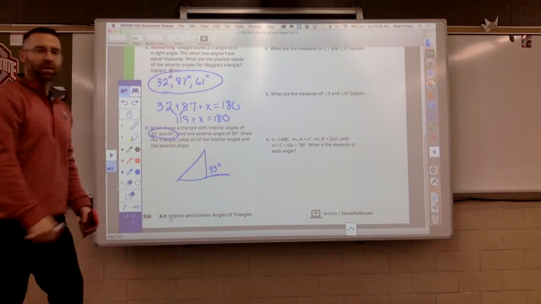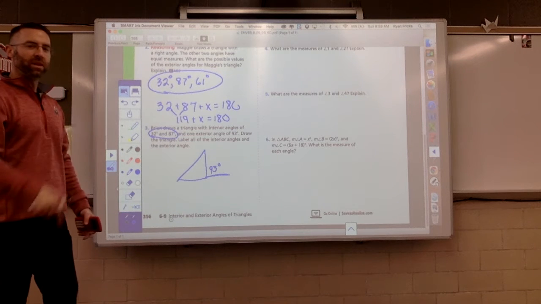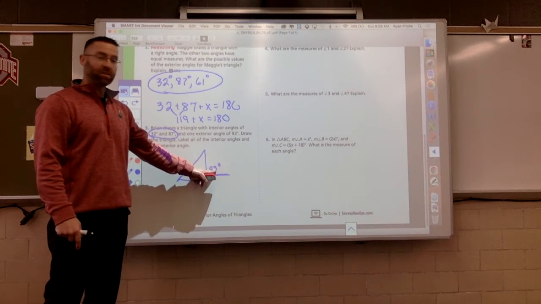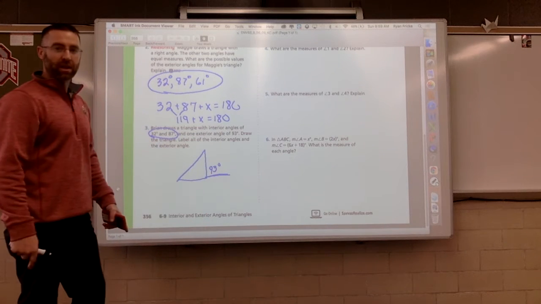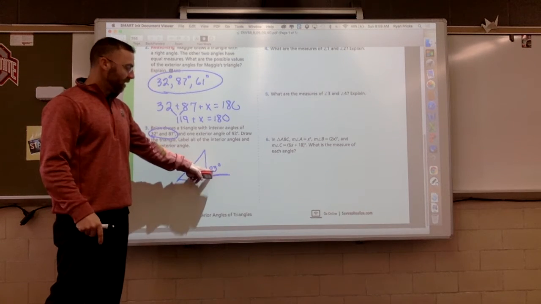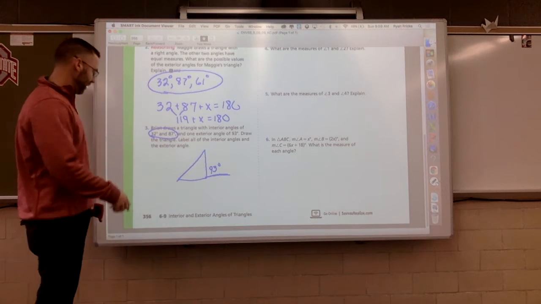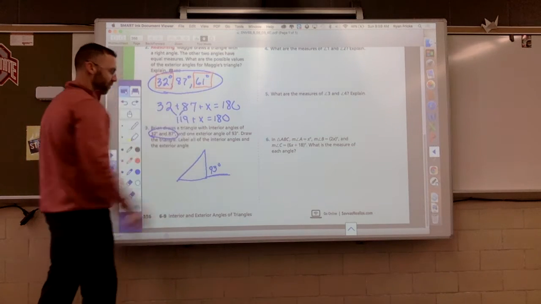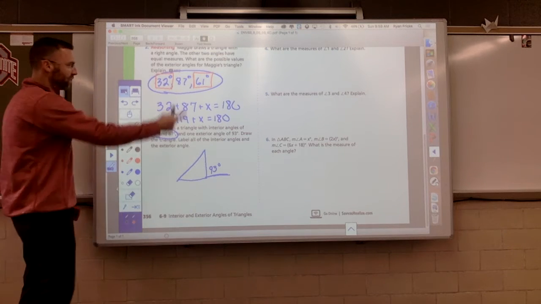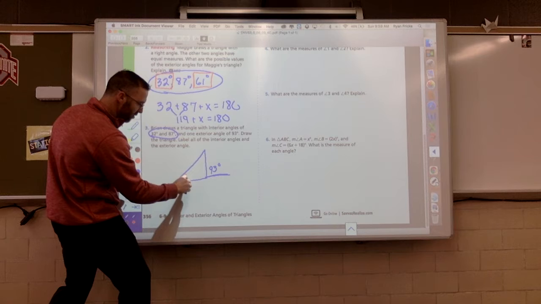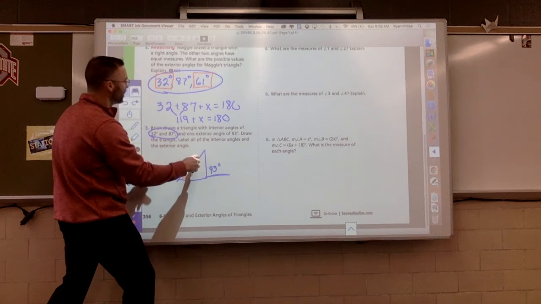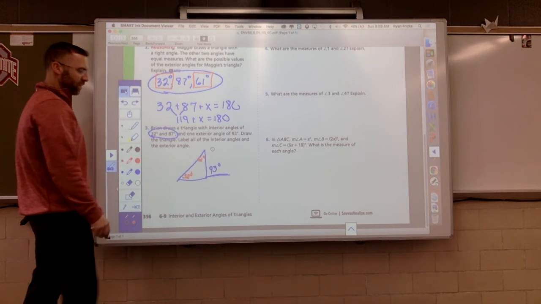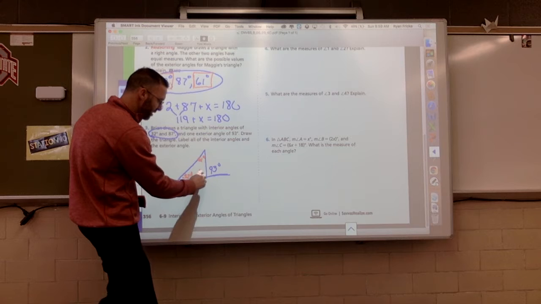Now, what do we know? We know the two remote interior angles add up to equal the one exterior angle. Which two add together to equal 93? Well, I bet you 32 plus 61 equals 93. So those are going to be our two remote angles. Here's going to go 32 degrees. It doesn't matter which one. This is going to be 61 degrees, which means this angle has to be 87.